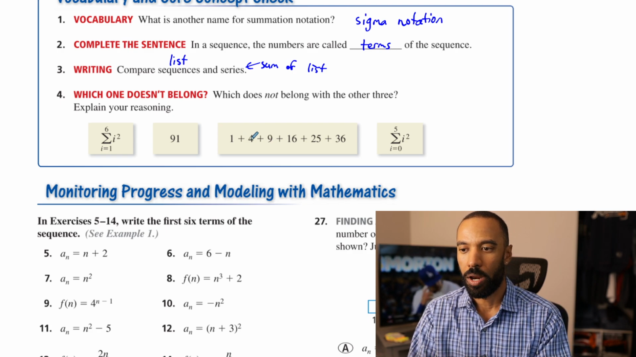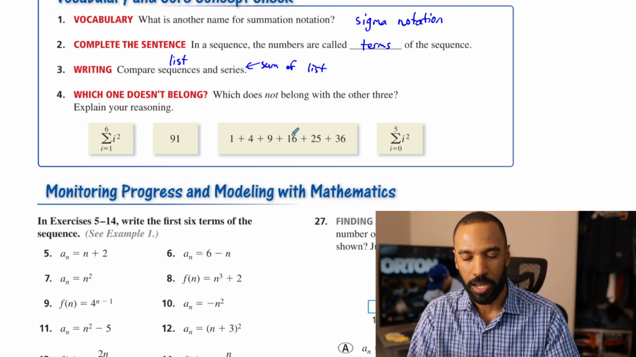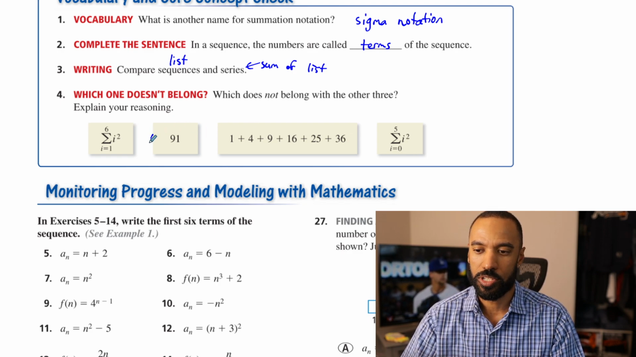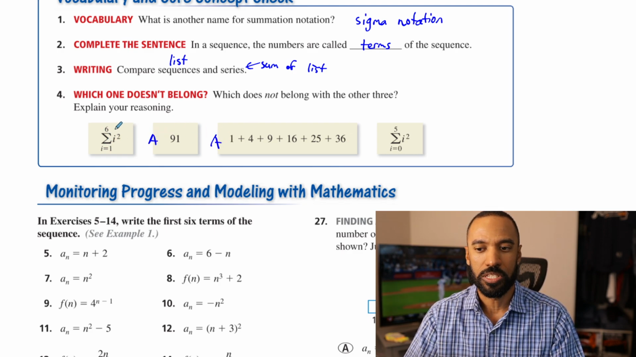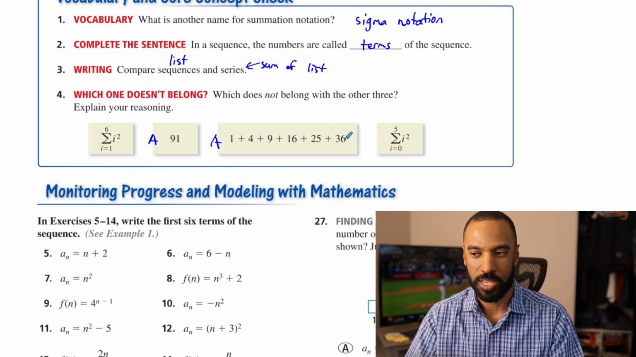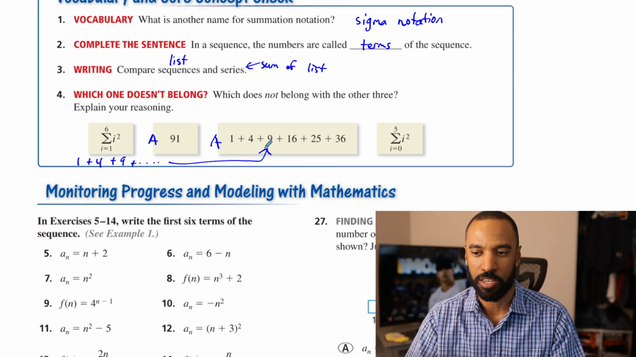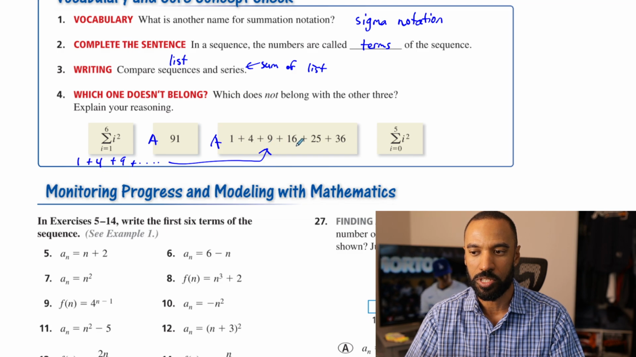So 1 plus 4 is 5 plus 9 is 14, 30, 55, and yes, 91. 55. So these are the same. Let's call those A's. So does this list add to 91 or does this list add to 91? It's pretty straightforward if you substitute these values in. Plug in 1. 1 squared is 1. Then plug in 2 and you get 4. Plug in 3, you get 9. That looks to be this list. I'm not putting ... as if it's infinite, but I'm saying it's the same list as this.